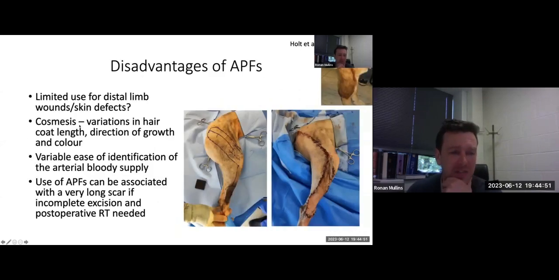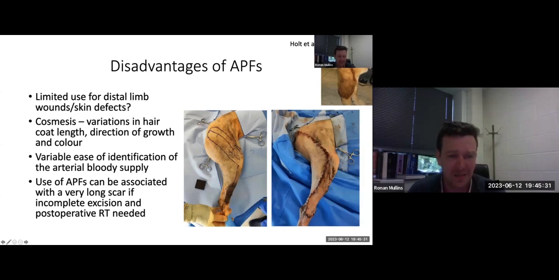In terms of other disadvantages, cosmesis might be an issue. Obviously, because of variations in hair coat length and direction of hair growth, the color of the hair. This is another example we can use here. You can see the differences in hair coat direction and length from this thoracodorsal flap. There is another mention out there in the literature of the use of a facial or the angularis oris, and when the skin flap was rotated, the way the hair was growing was irritating the nose, and the owner needed to constantly keep clipping that skin flap because the dog was sneezing as a result of the hair tickling the nasal planum.